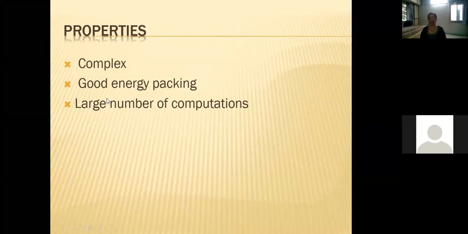But in spite of this large number of computations, why is DFT popular? Because it gives good energy packing efficiency. Now, what is the meaning of energy packing efficiency? After transformation, your signal is packed, or most of the information is packed, in very few low frequency coefficients. So this is the meaning of energy packing. So in the case of the Fourier transform, it gives good energy packing efficiency. This is one of the advantages of the Fourier transform.